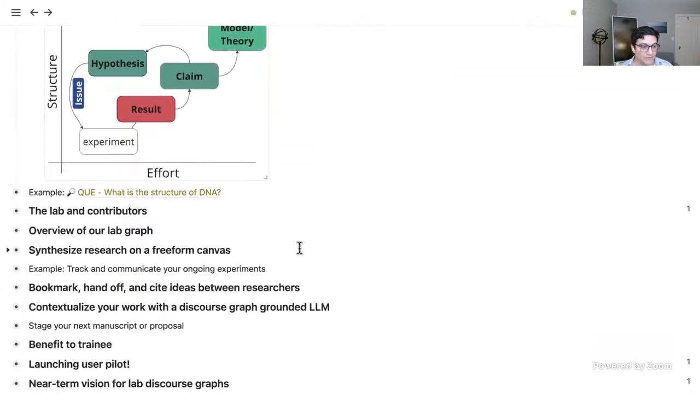Okay, so I'll show how we apply this in our own lab.